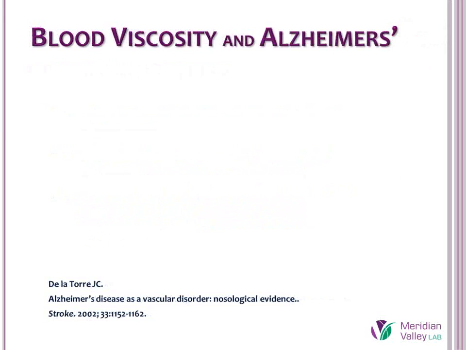In 2002, De La Torre presented 9 types of evidence in a compelling argument that Alzheimer's is a vascular disorder characterized by impaired microperfusion to the brain. Number 1, epidemiological studies show that practically all risk factors for Alzheimer's disease have a vascular component that reduces cerebral perfusion.